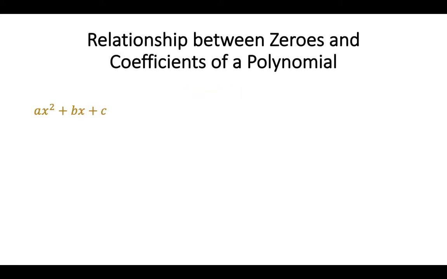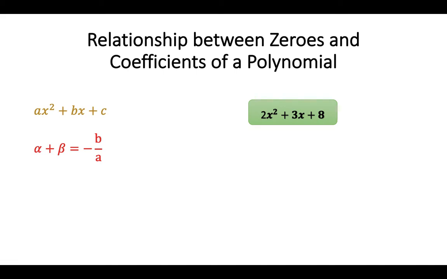Now, ax square plus bx plus c, let us explain it with the help of an example. I have taken an example as 2x square plus 3x plus 8. Now, as per this question, the value of a will be equal to 2, b will be equal to 3, and c will be equal to 8.